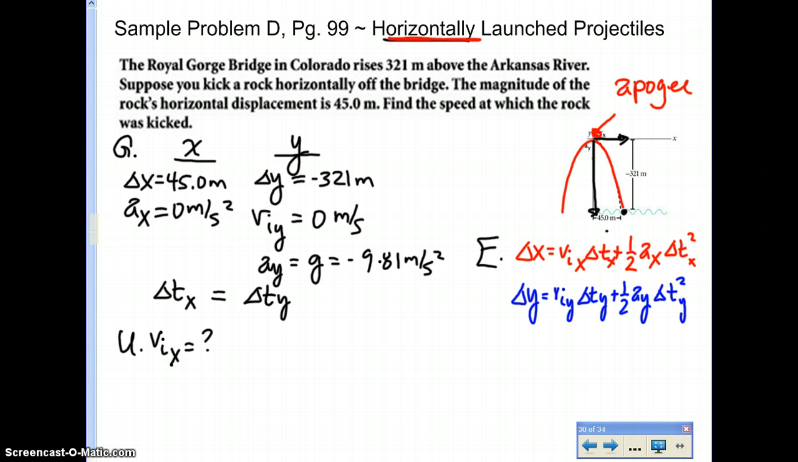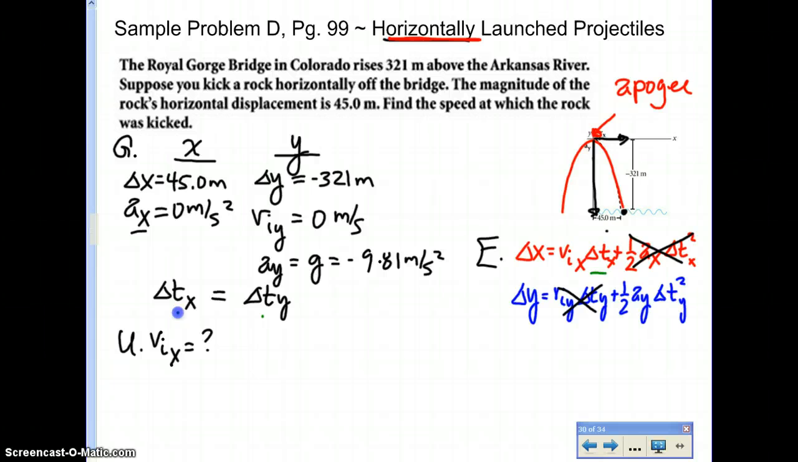Okay? Now, what can we take from our givens that can help clean this up a little bit? Well, we know that AX is 0. So everything back here is going to be 0 because you multiply all of those things by 0, they're going to get wiped out. We know that V naught Y is 0. So everything in this part of this equation is going to be 0 because it's going to get multiplied by 0. Leaving us with shortened, abbreviated versions of these equations that can be united by the fact that time is the same in both directions.